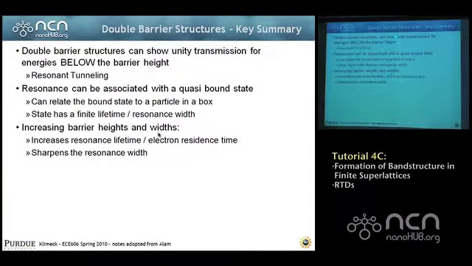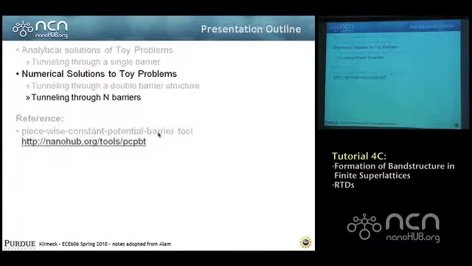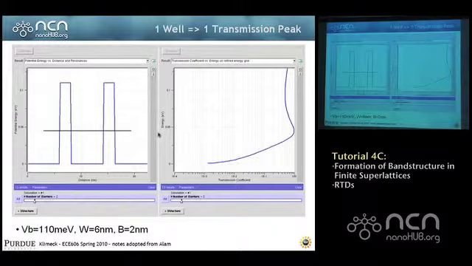So the key summary on the double barrier structures, there can be unity transmission below the barrier height. That's called resonant tunneling. And they can be associated with a quasi-bound state. And there's certain effects on barrier heights and widths we had discussed before. So now we're going to make this a little bit more complicated. We're going to tunnel through N barriers. Okay? And you can duplicate this then on the NanoHub and play with it and get some ideas. So here's a double barrier device, and here's a transmission coefficient, all right? And I chose a pretty shallow barrier height, a pretty wide well, and a pretty thin barrier.